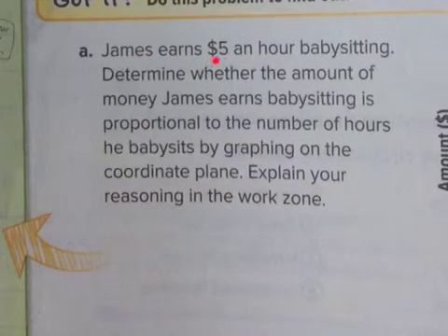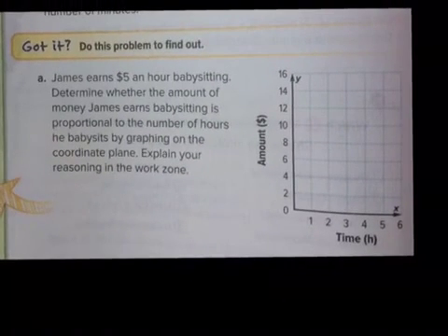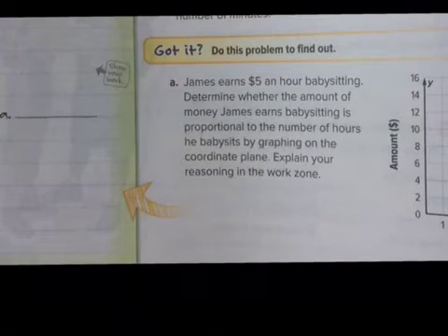James earns $5 an hour babysitting. Determine whether the amount of money James earns babysitting is proportional to the number of hours he babysits by graphing on the coordinate plane. Explain your reasoning in the work zone. So here we have the coordinate plane, and on this side we have the work zone where we're going to explain our answer.